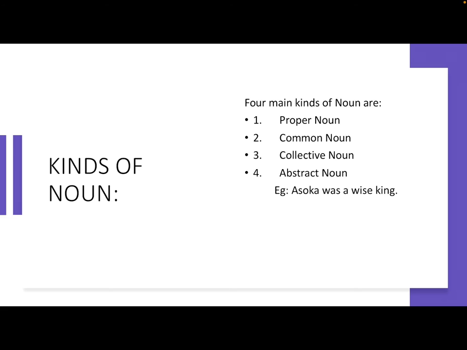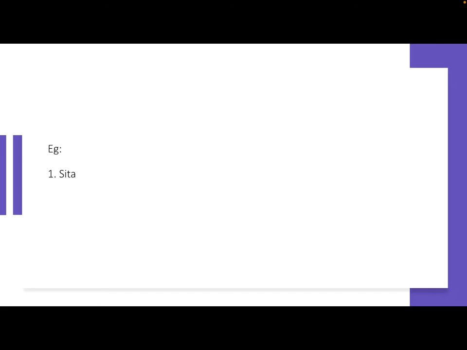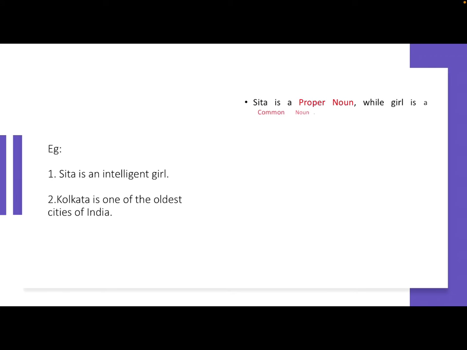Again, if we take this sentence, Ashoka was a wise king. Let's see how many different kinds of noun are used in this sentence. The noun Ashoka refers to a particular king, but the noun king might be applied to any other king as well as to Ashoka. We can call Ashoka as a proper noun and king as a common noun. Let's see few more examples. Sita is an intelligent girl. Kolkata is one of the oldest cities of India.